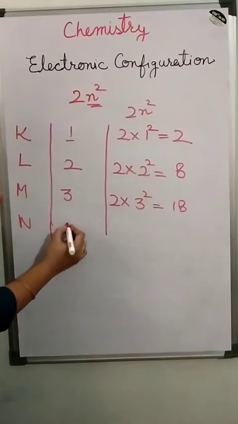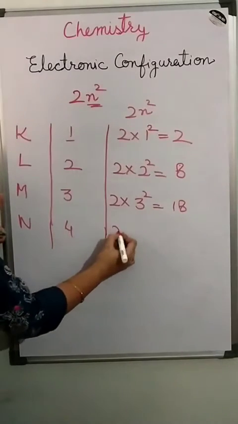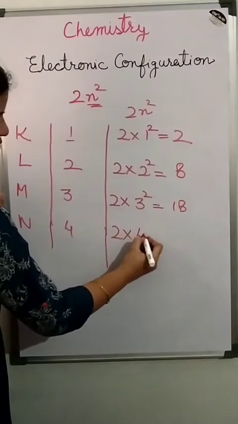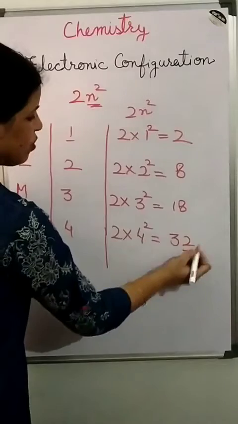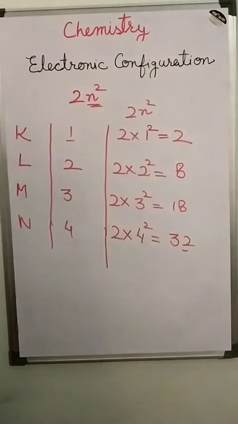M, N, and the same way we can find it here also. It is the fourth shell, so we write 4 squared. 4 fours are 16, 16 twos are 32. So a maximum of 32 electrons can stay in the fourth energy level.